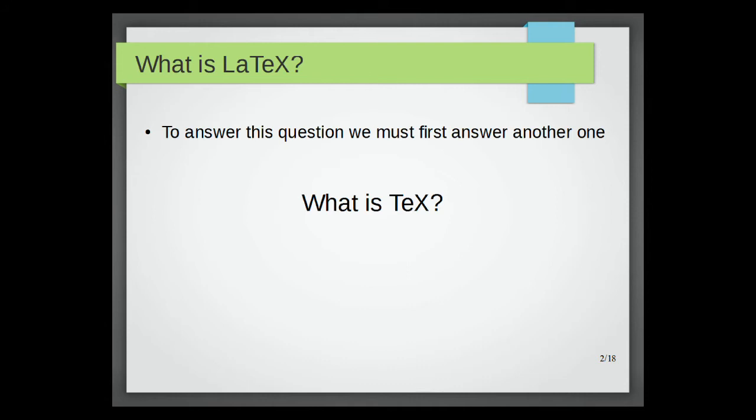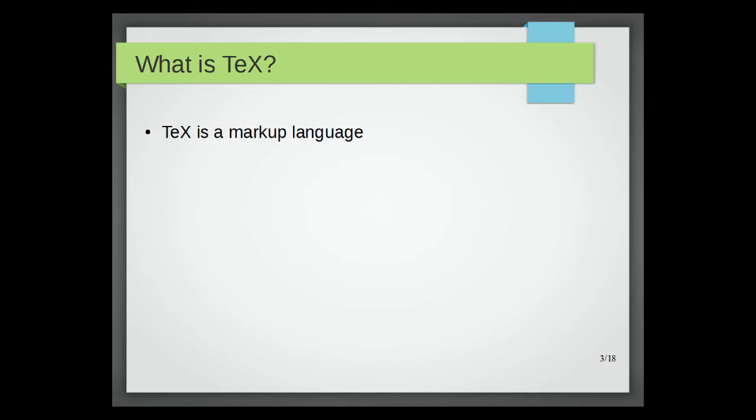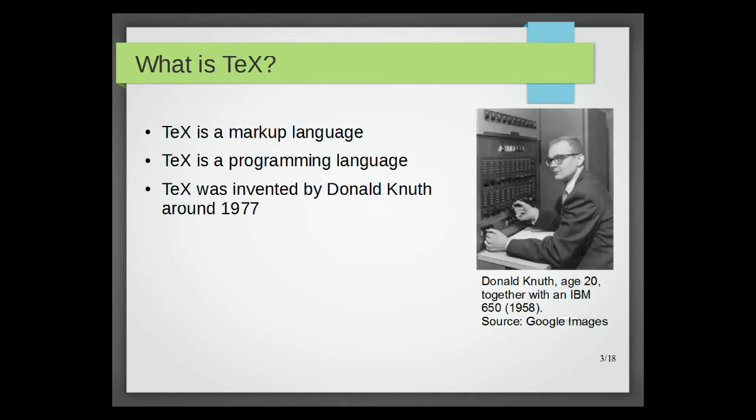So, to start, what is LaTeX? It turns out that to answer this question, we must actually answer another one first. And the question is, what is TeX? So, TeX is a markup language, kind of like HTML or XHTML. TeX is also a programming language, and TeX was invented by one of the most important figures in the history of computer science, namely Donald Knuth, around 1977. And here in the picture you can see a very young Donald Knuth working on an IBM 650.